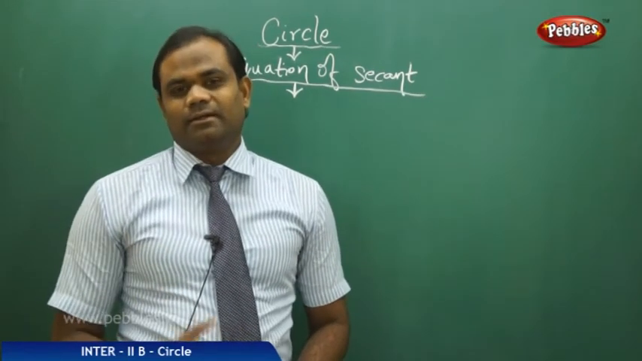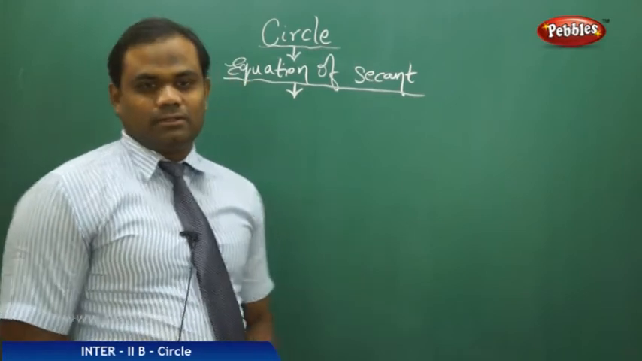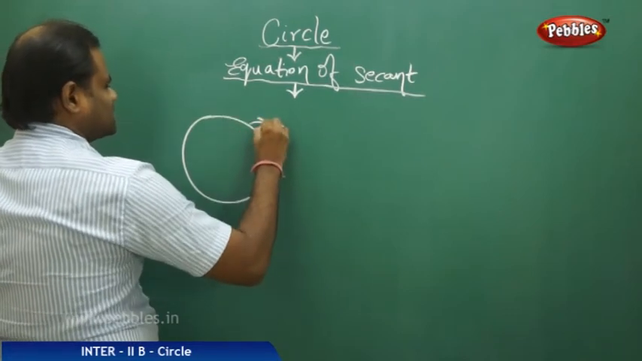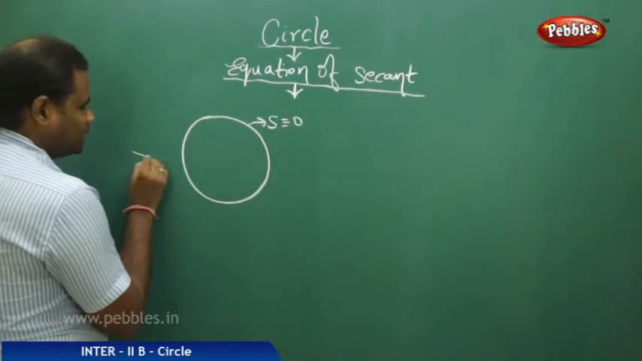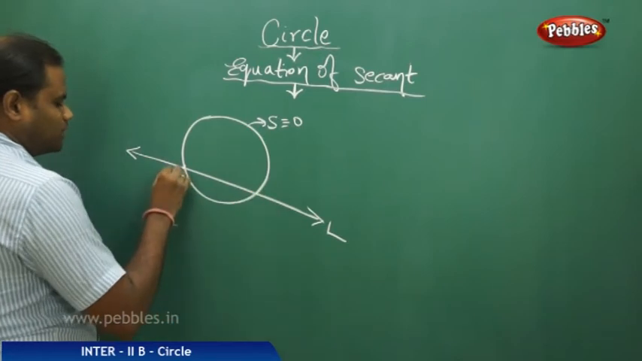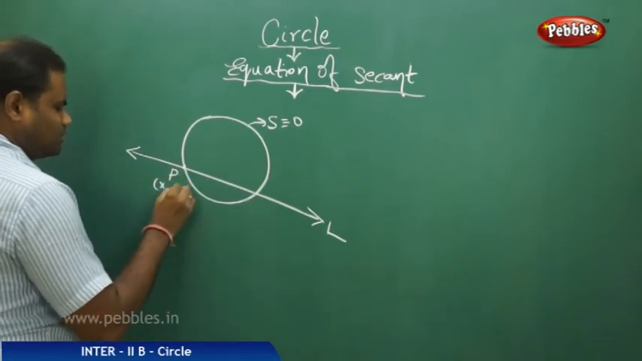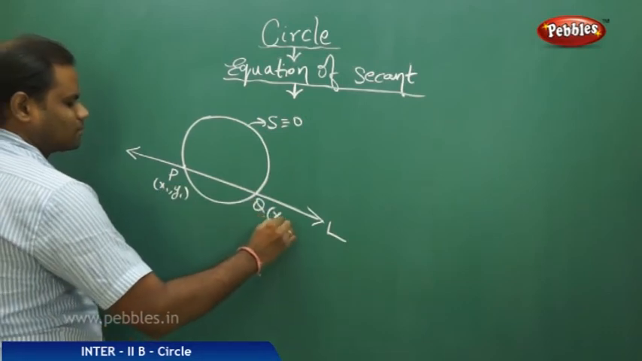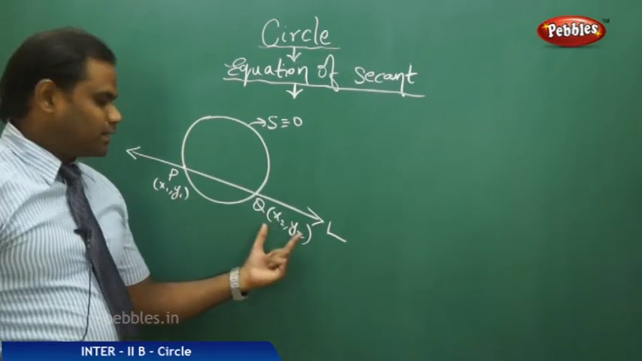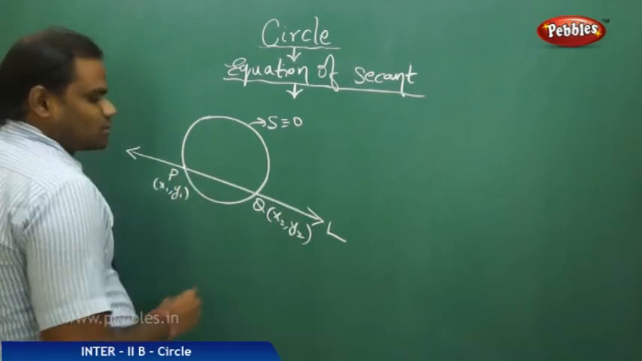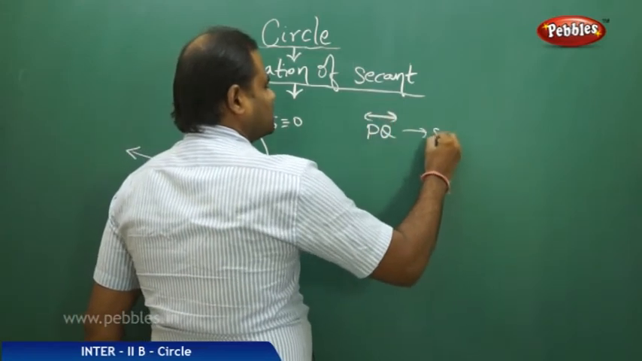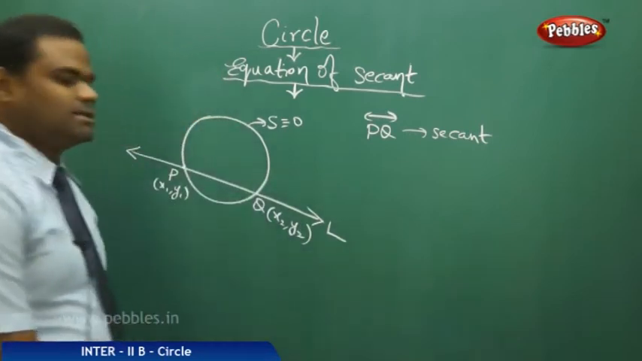So let's see how we can find the equation of secant for the circle. Say for example, I have a circle S equals 0 and here is a secant which cuts at two points P x1 y1 and Q x2 y2. If the line L cuts the circle at points x1 y1 and x2 y2, then this line is called the secant. So we know that PQ is the secant for the circle S equal to 0.